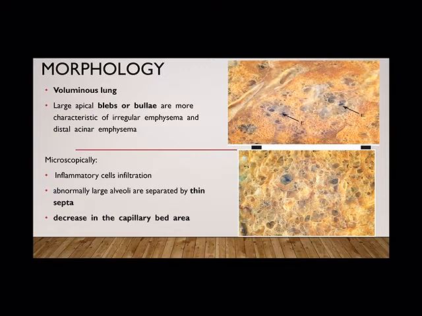Because of the destruction of the wall, what happens? Your alveoli start becoming like large, loose containers, and the septa are also becoming thin, and then there is a decrease in capillary bed area. Because of the large alveoli, the area for perfusion is getting decreased. That is, your capillary bed area starts decreasing. So these are the three things you can see microscopically.